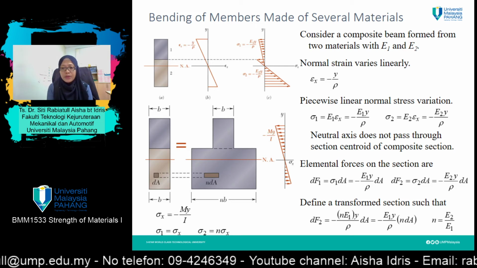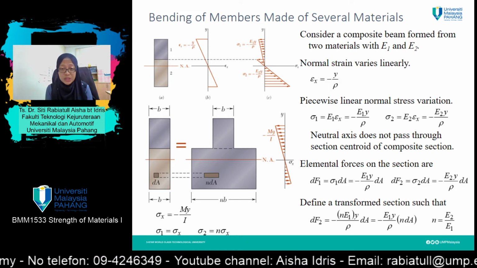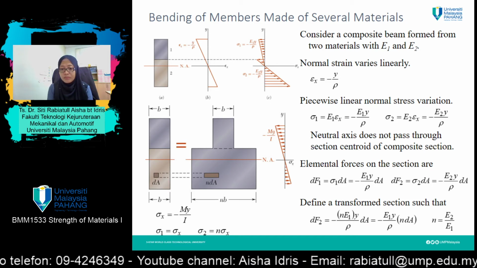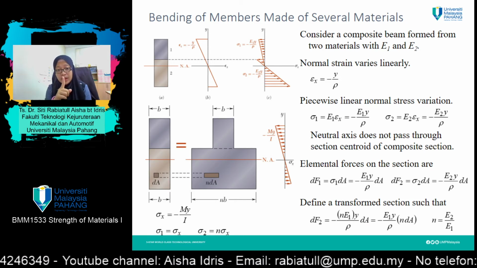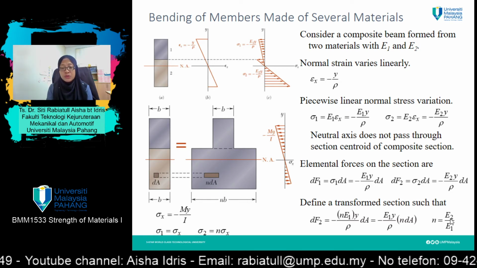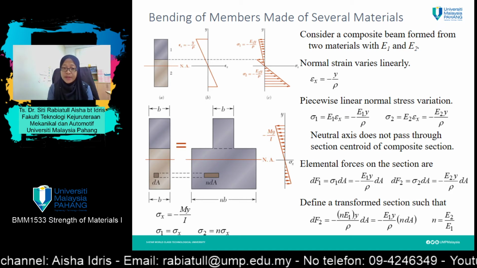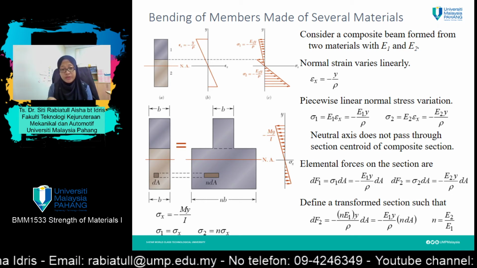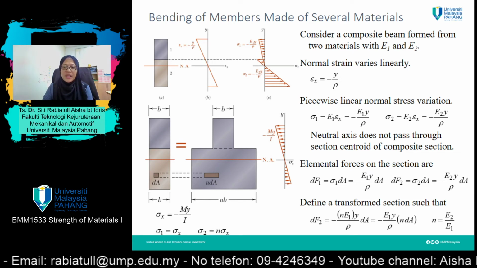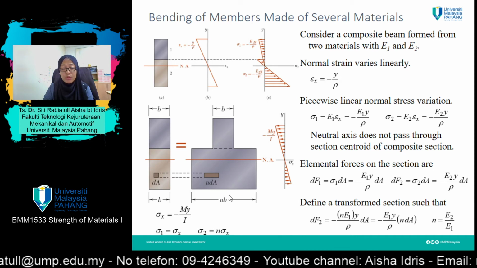Well, it depends which materials you want to transform. If we want to transform the materials into material 1, then n equals E2 divided by E1. If we want to change the material into material 2, then n equals E1 divided by E2. And of course, the cross-sectional area will be changed.